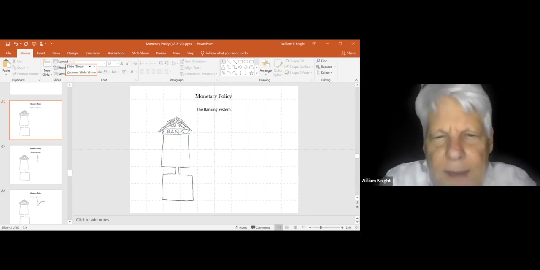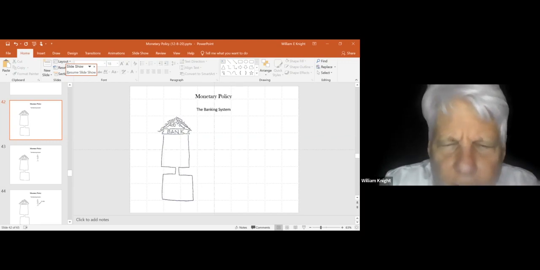Anyway, so that bank, you can see the lobby where the tellers are, but what's that thing underneath?